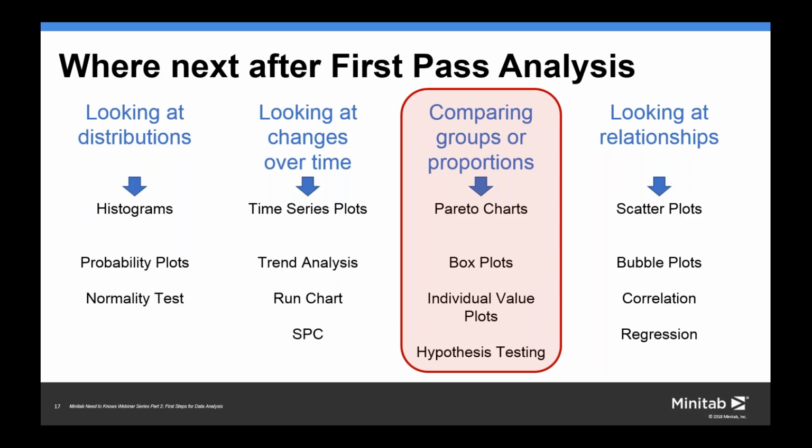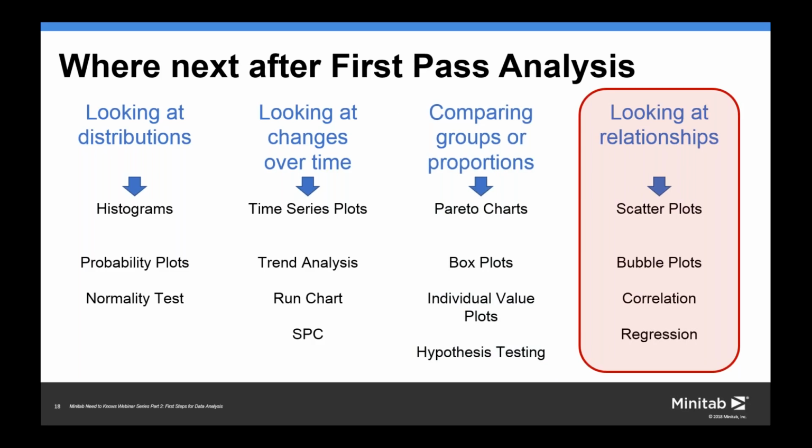Now, out of the Pareto charts we looked at, you might decide that you want to compare groups of proportions. So we might end up saying, I want to compare the lead time for different countries. So out of the Pareto charts, first of all, you might come out with some questions, and that might lead you on to using more advanced graphical techniques like box plots and individual value plots, or even statistical techniques like hypothesis testing.